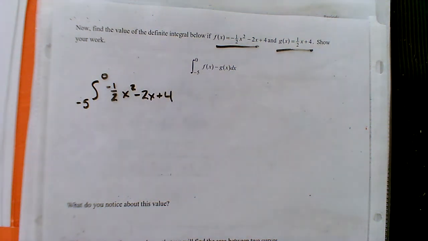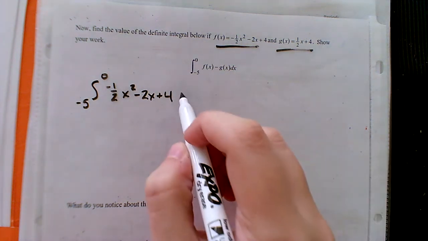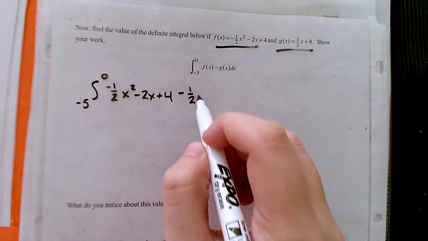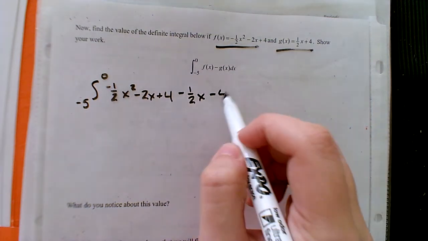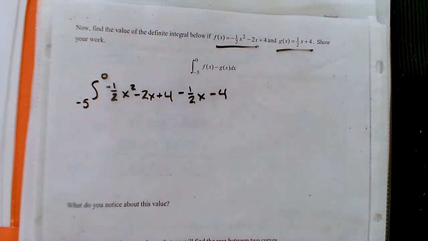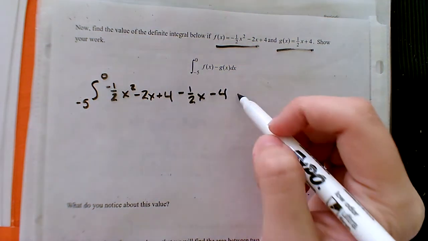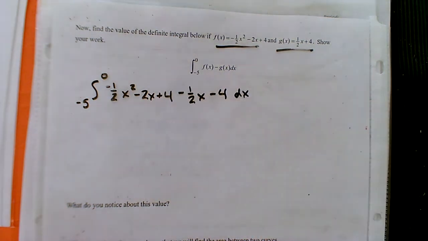But you've got to be careful. Notice how the g of x equation has multiple terms in it. So if you're subtracting that entire equation, you're subtracting every single term. So we have to have a minus 1/2 x minus 4. That minus sign gets distributed in. Okay, be careful with that. Can we clean up that integral? Because right now we have 5 terms in there.